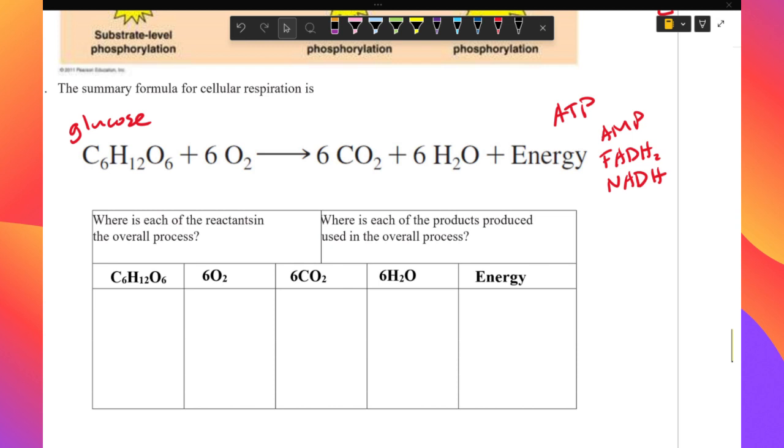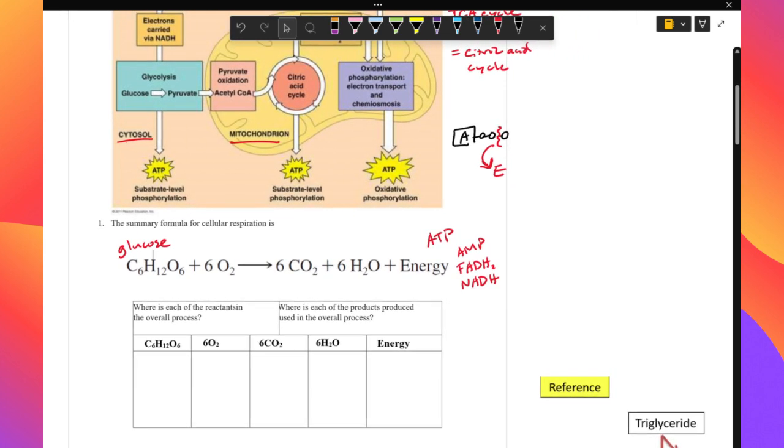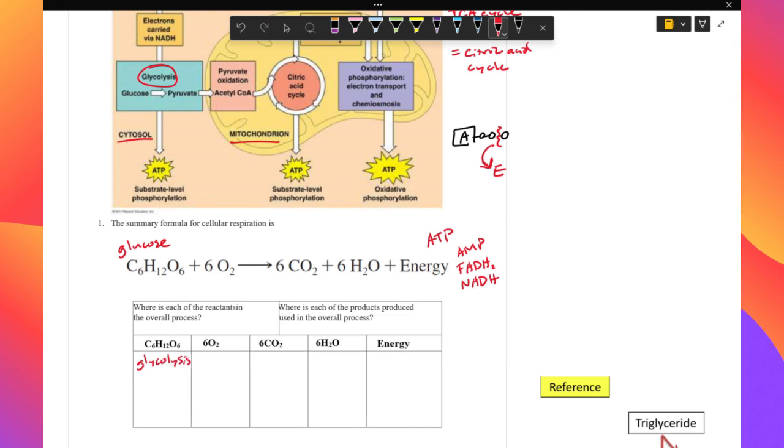So where is glucose present? Glucose is present in glycolysis, that first step. So glycolysis, lysis of glucose. We have those 6 molecules of molecular oxygen. That is going to be present at oxidative phosphorylation, which is going to be one of our last steps here, oxidative phosphorylation.